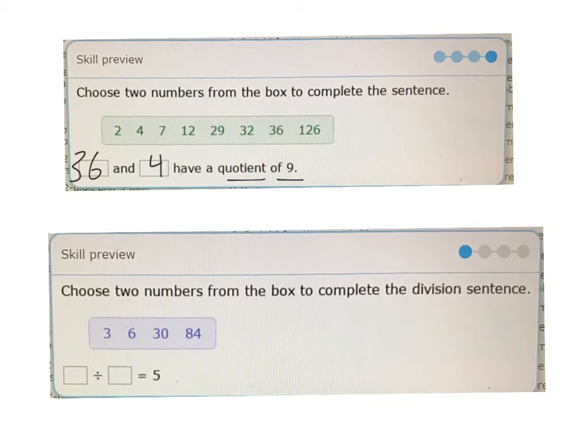In this bottom one, two numbers from the box, complete the division sentence. Blank divided by blank equals 5. I see 30 in there, and I see 6. I know 5 times 6 equals 30. 30 divided by 6 equals 5.